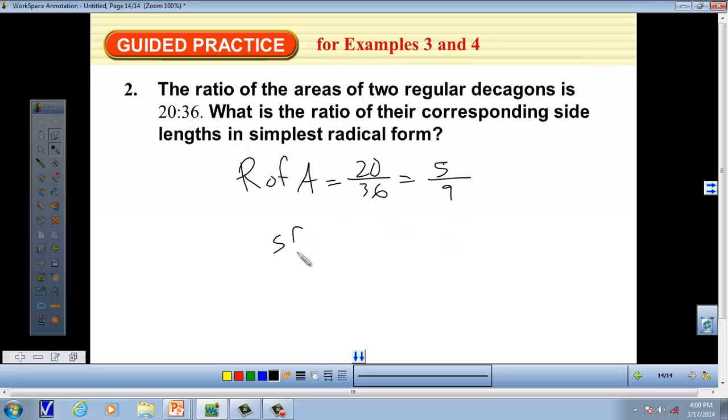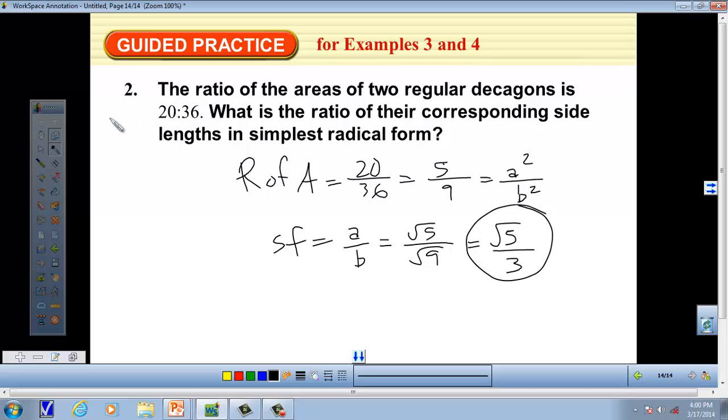We want to know what the scale factor is, since again this is a squared over b squared, and we want to know what a to b is. That's going to be the square root of 5 over the square root of 9, and that gives us square root of 5 over 3. So that's our answer.